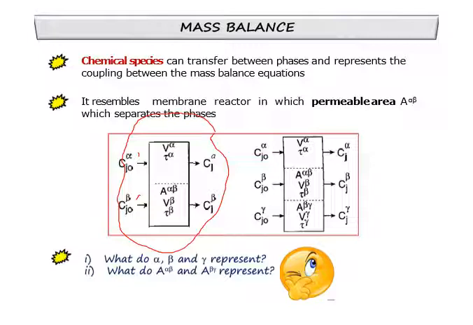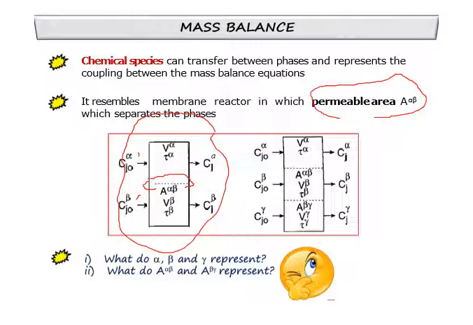And the dash dot here, we call it the permeable area. Permeable area between phase alpha and beta, between phase gas and liquid, for example. So we call it the interfacial area between gas and liquid.